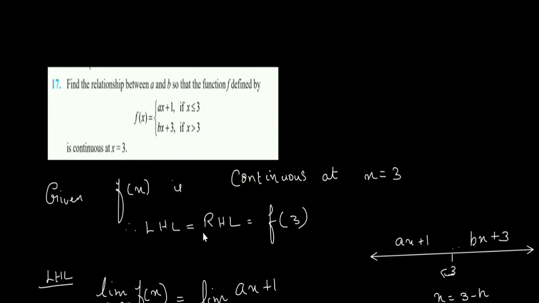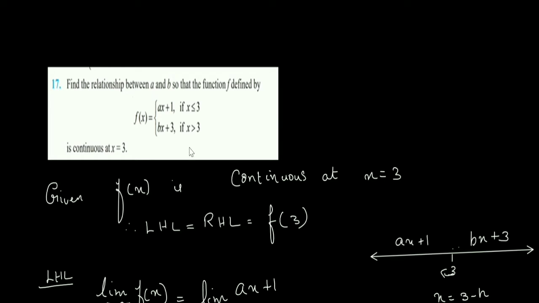Hello students, today we'll do exercise 5.1 question number 17. Find the relationship between a and b so that the function f defined by f of x is equal to ax plus 1, x less than or equal to 3, bx plus 3 if x is greater than 3, is continuous at x is equal to 3.